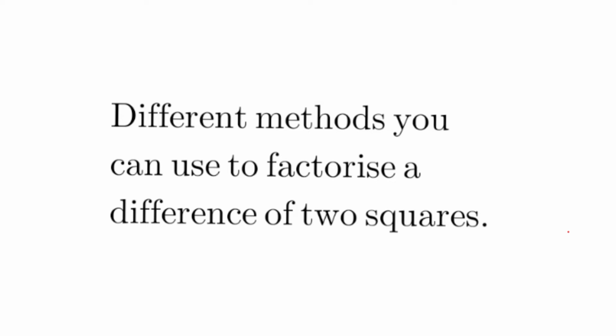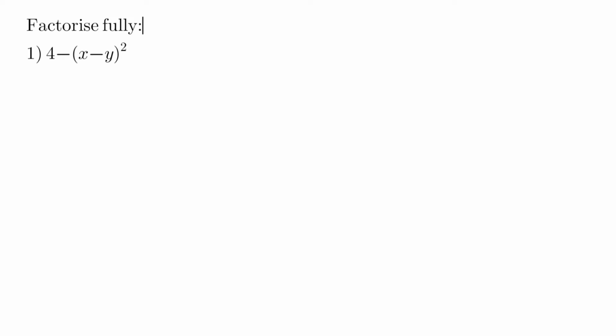Right, so different methods you can use to factorize a difference of two squares problem. Let's look at the first method. We're given 4 minus (x minus y) squared. The first thing we need to do is look at our exponent. Is it an even number? Yes, it is, so it's going to be easy for us to do this using difference of two squares.